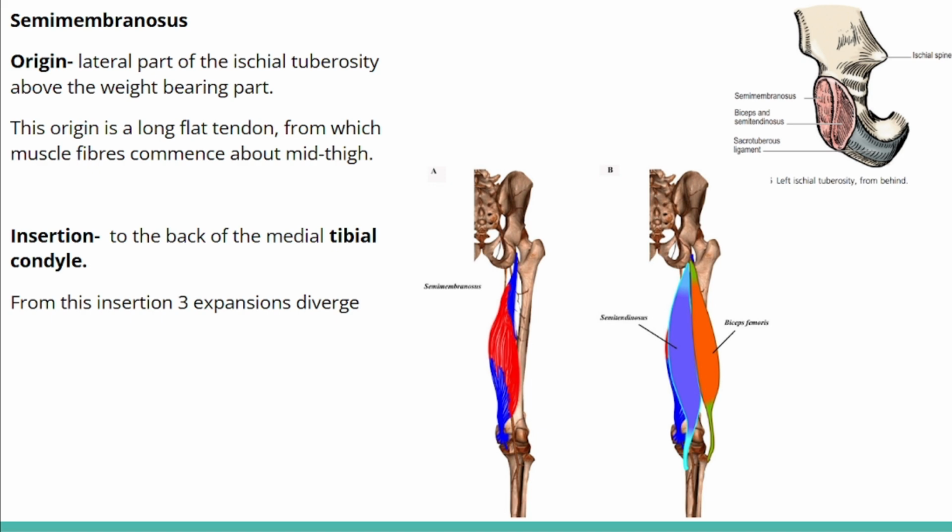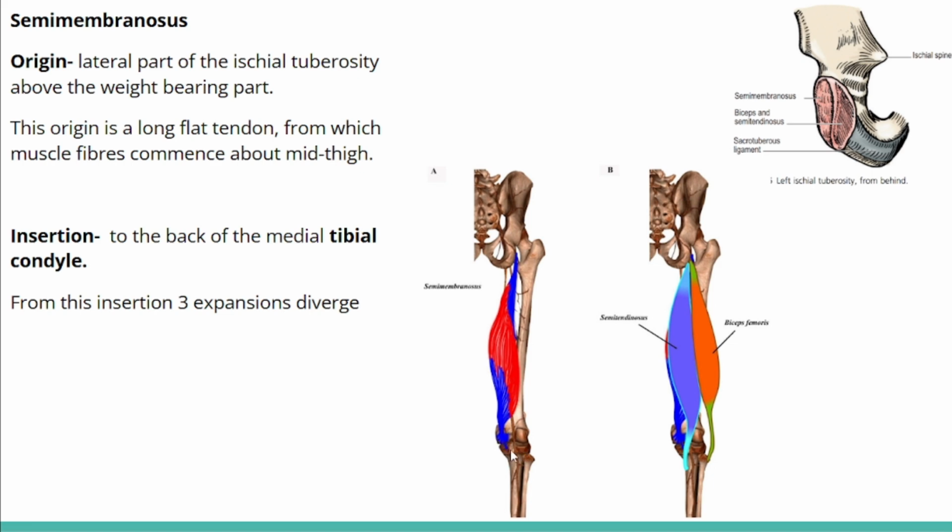First one we are going to talk about is semimembranosus. This muscle originates from the lateral part of the ischial tuberosity. If we look at the ischial tuberosity, we can identify two regions: laterally where the semimembranosus originates, and medially where the biceps and semitendinosus originate. It originates as a long flat tendon, and towards the middle of the thigh, muscle fibers commence, and it inserts into the medial aspect of the tibial condyle.